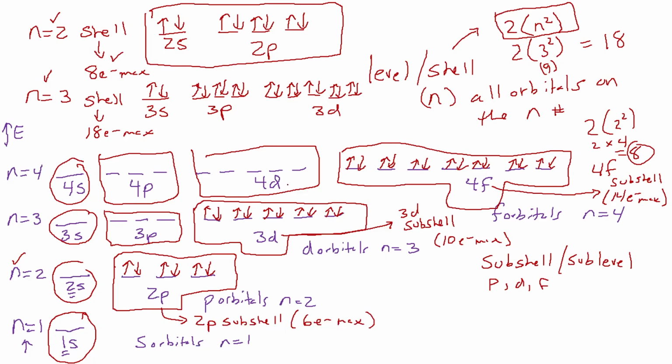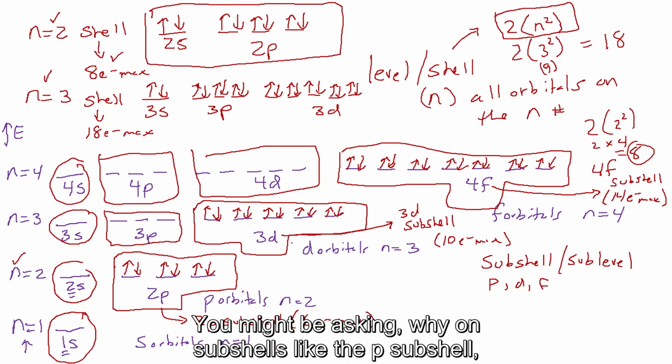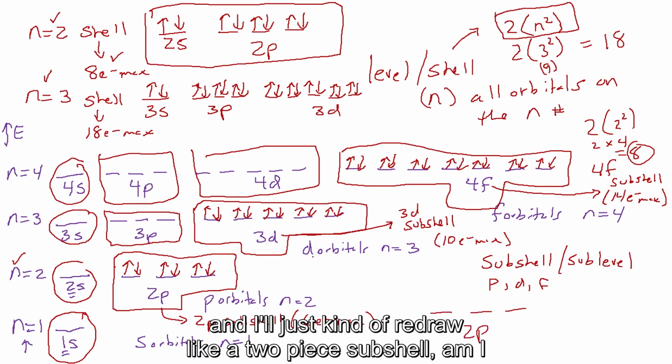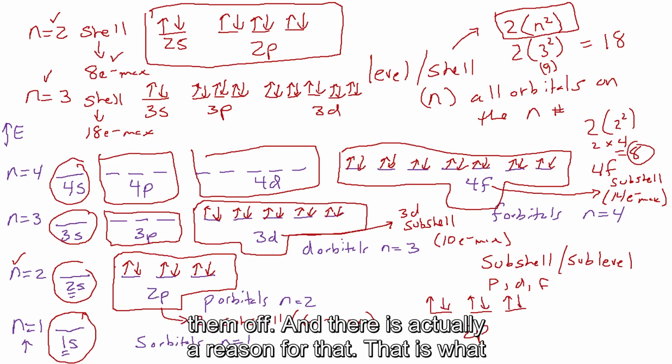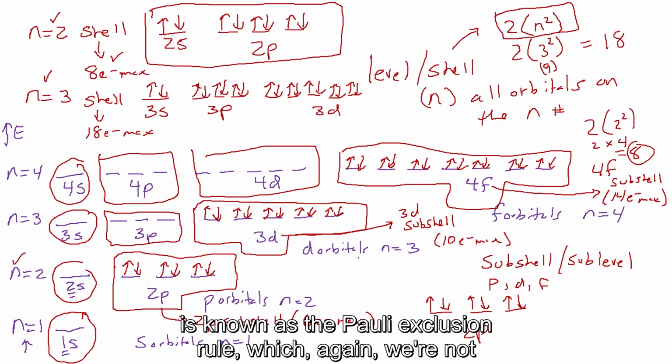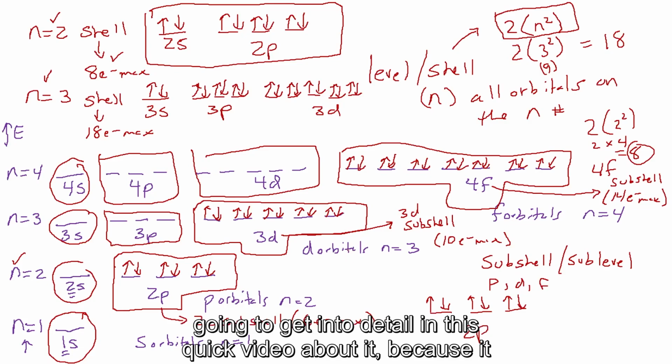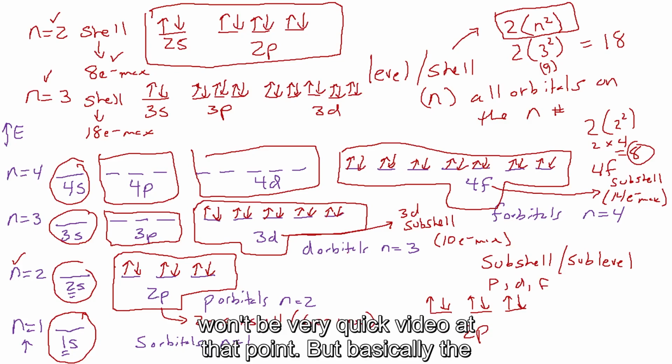You might be asking, why on subshells like the p subshell, and I'll just redraw a 2p subshell, am I going one at a time and coming back and then pairing them off? And there is actually a reason for that. That is what is known as the Pauli exclusion rule, which again, we're not going to get into detail in this quick video about it because it won't be a very quick video at that point.